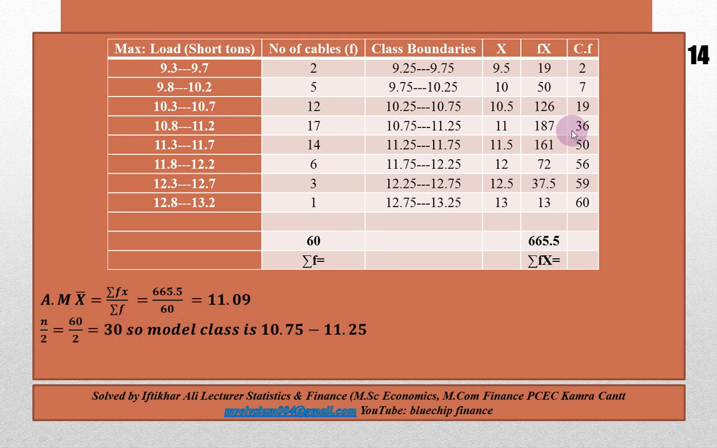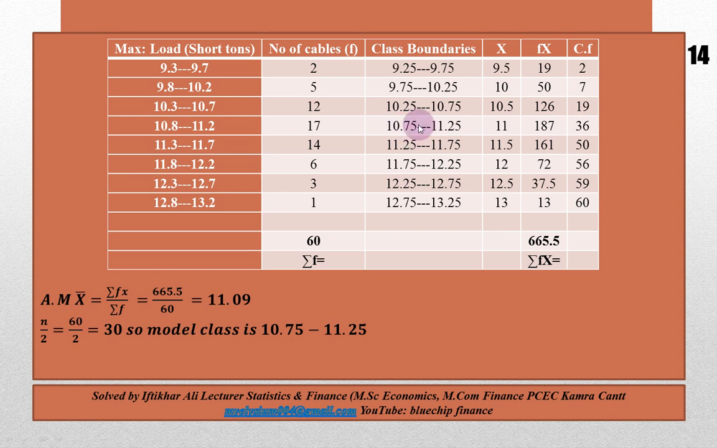And first of all, how can we calculate the cumulative frequency? Take the first f here, and after that just add the next frequency to the previous sum of cumulative frequency. 2 plus 5 equals 7, 7 plus 12 equals 19, and so on. After the calculation of n by 2, we locate this 30 in the cumulative frequency. So this 30 falls into the cumulative frequency of 36. So this will be our median class.